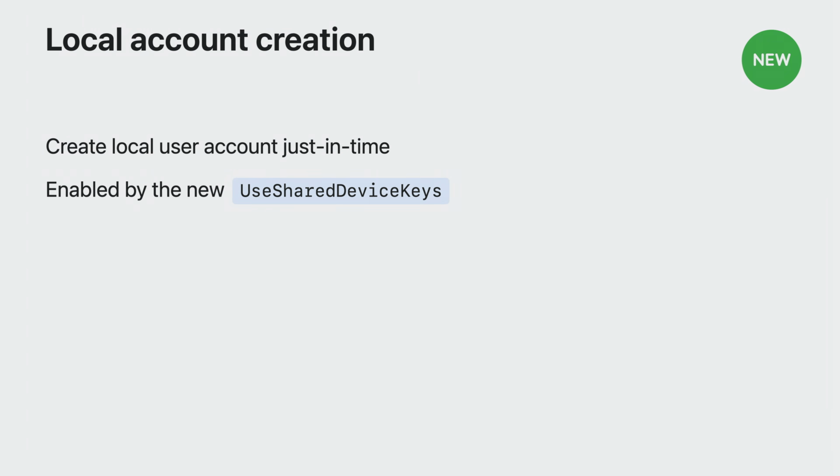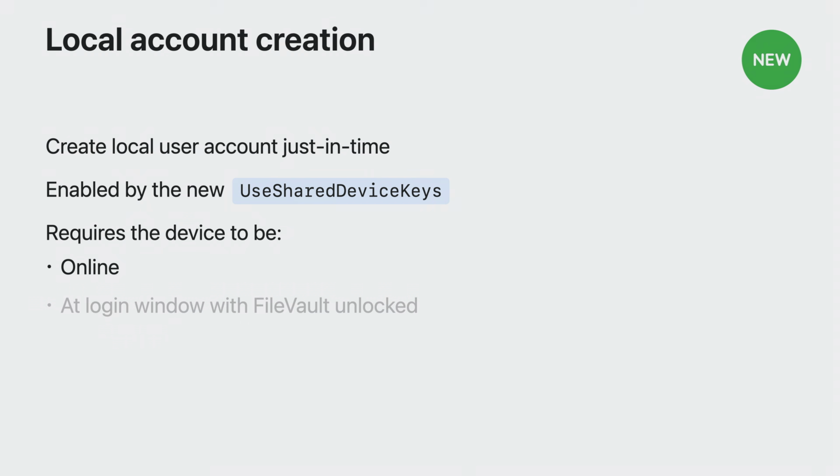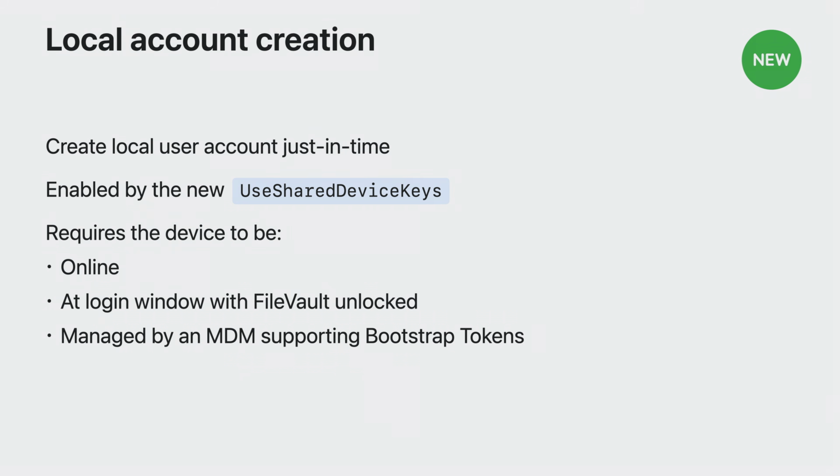It's enabled by using a shared device key that allows the device to maintain a trusted connection to the identity provider independent of a specific user. Certain requirements need to be in place for the local account creation to happen. The Mac needs to be able to connect to the identity provider. The device also needs to be at login window with FileVault unlocked. The organization's MDM must support Bootstrap tokens.